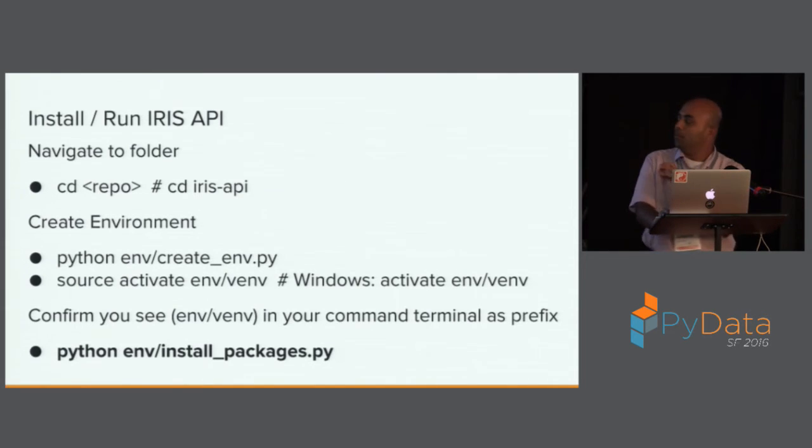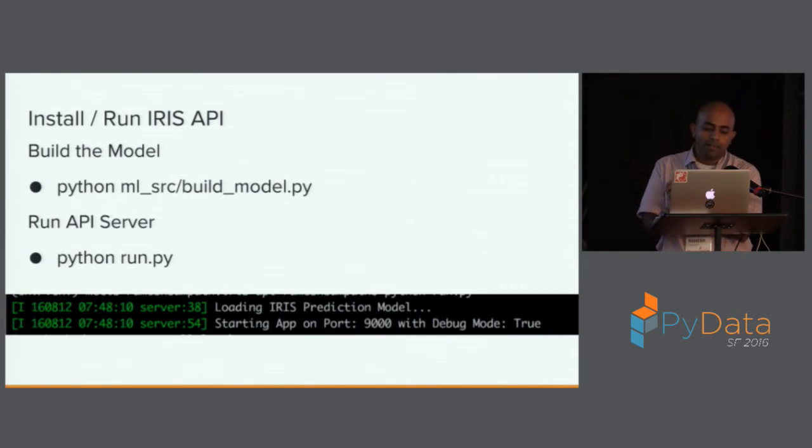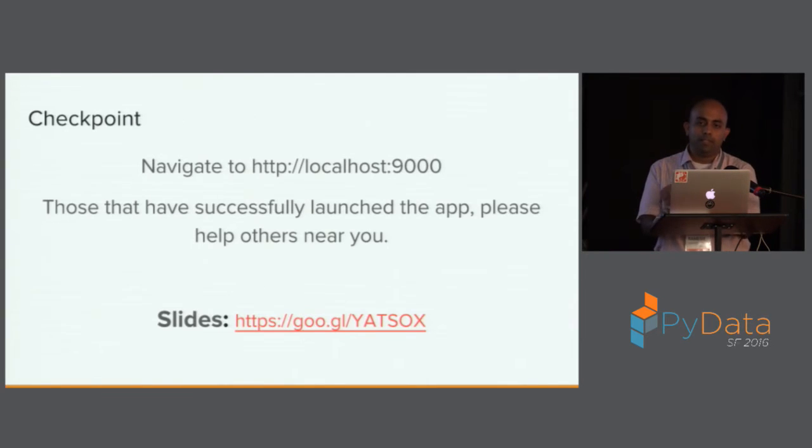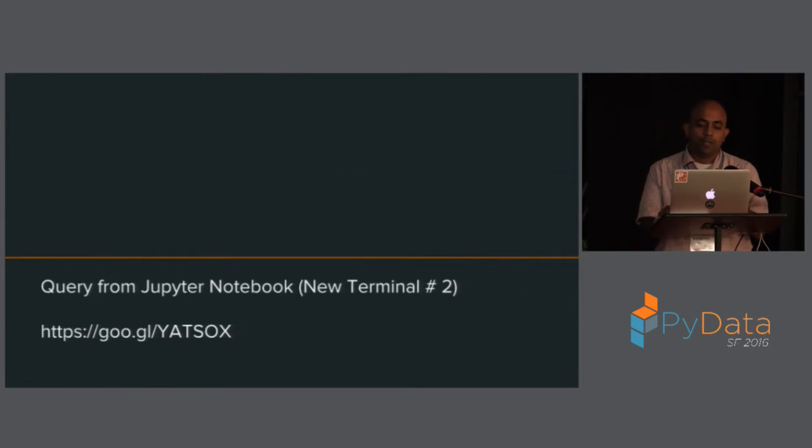I'm going to slightly move on from here now, and then we will try to catch up with others in the next step. So I'm going to query this API from a Jupyter notebook. Here, for people who have it already installed, open a new terminal window without killing this current server that's running. Because if you kill it, then you can't query the server.